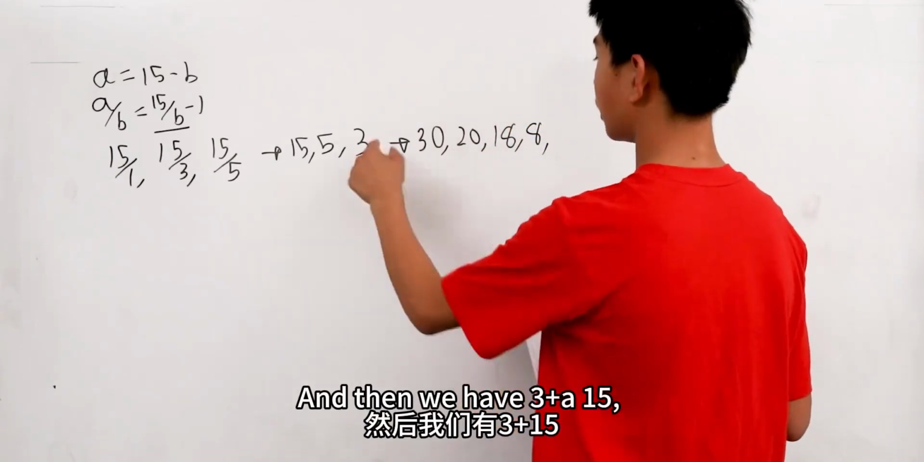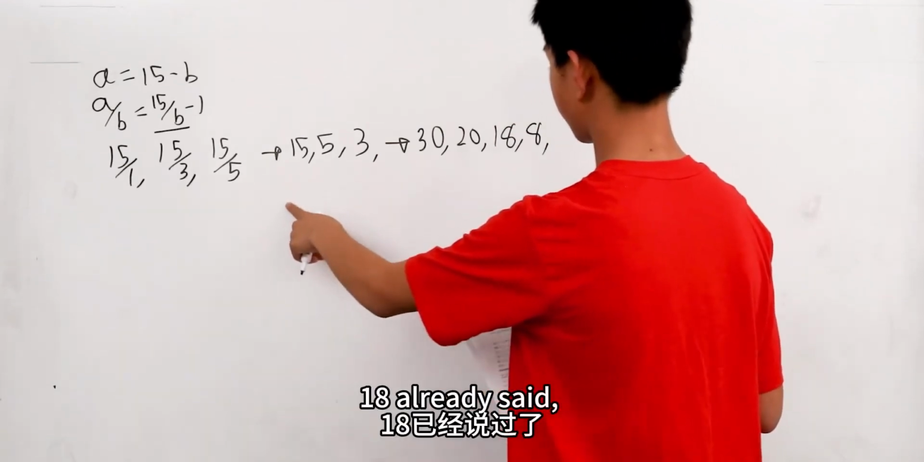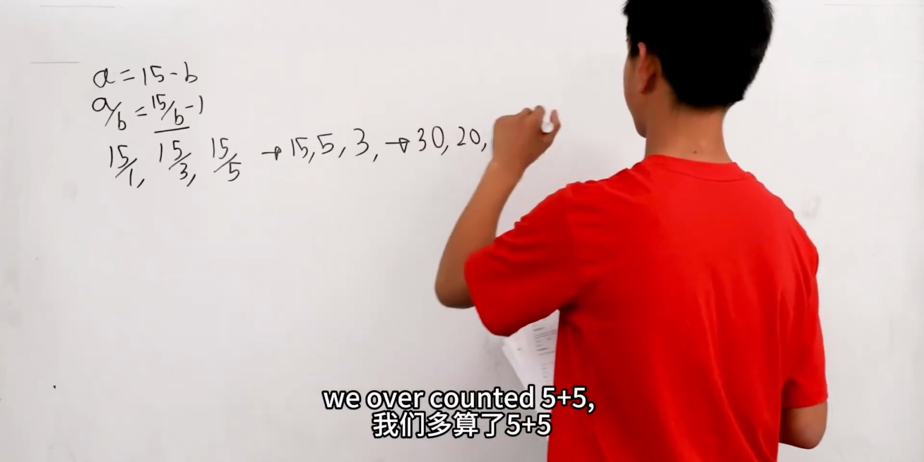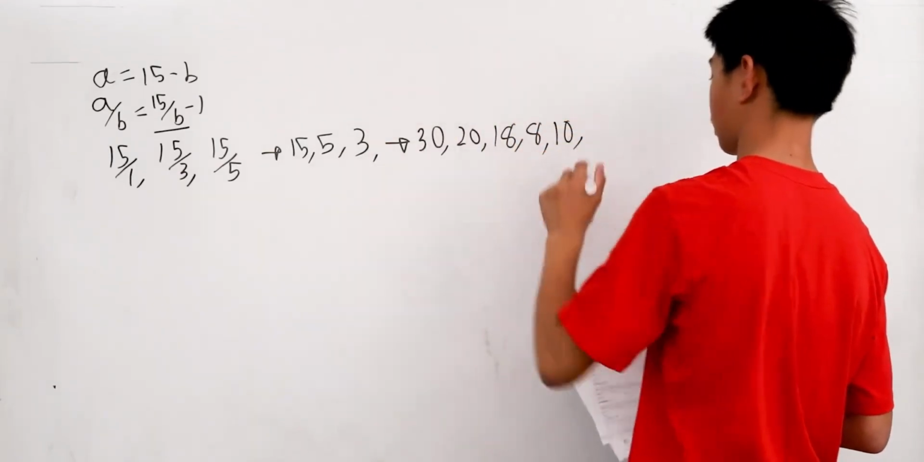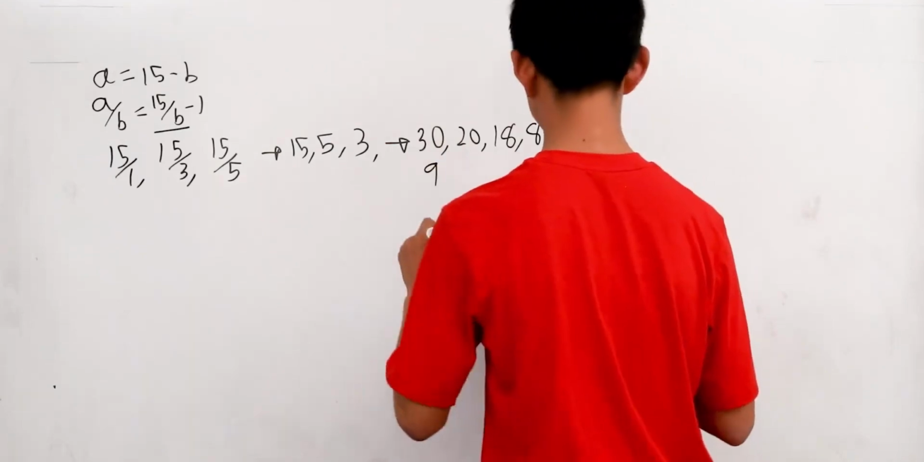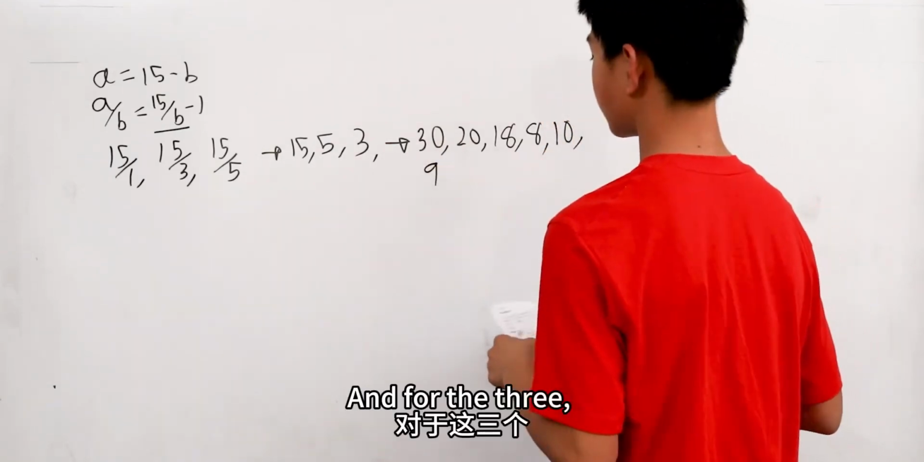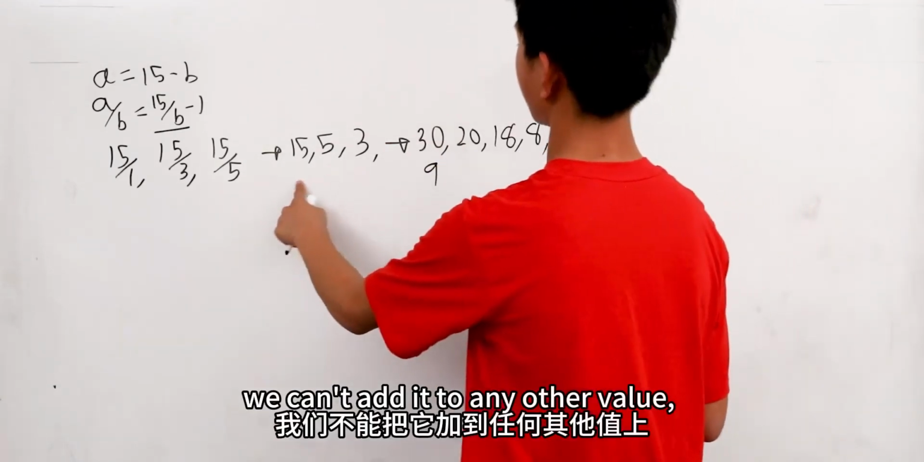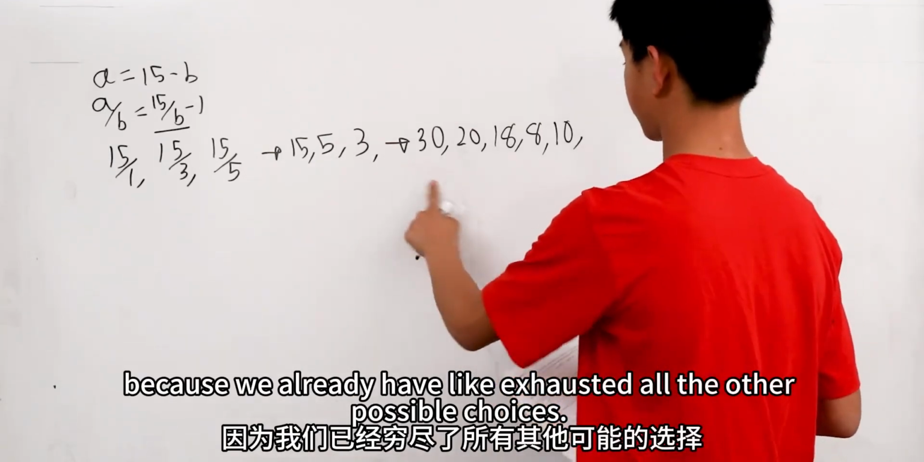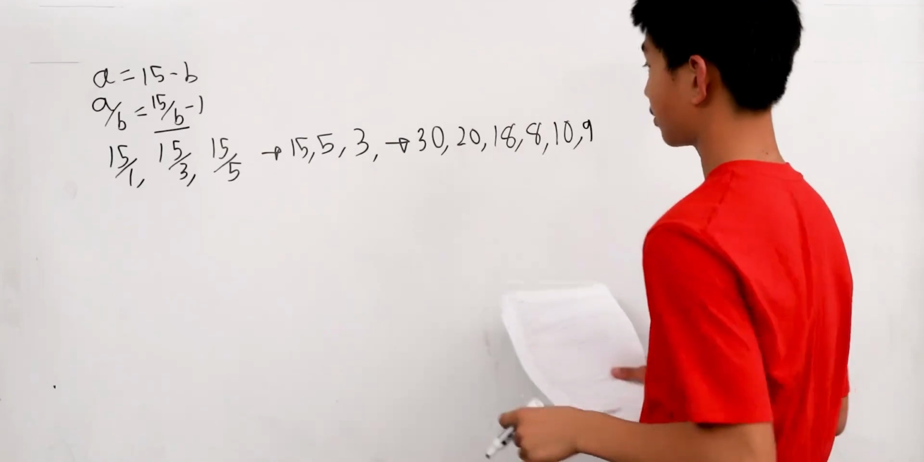And then we have 3 plus 15, 18, already said. 3 plus 5, already said. We overcounted 5 plus 5, which is 10. And then there's 3 plus 3, which is 9. And for the 3, we can't add it to any other value because we already have exhausted all the other possible choices.